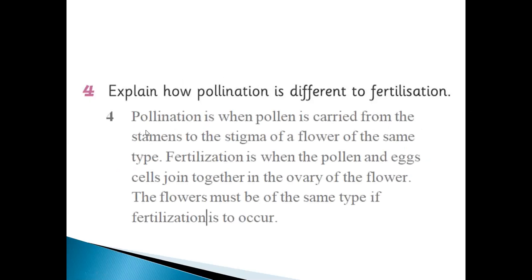So let's write: pollination is when pollen is carried from the stamen to the stigma of the flower, and it should be the same kind. Fertilization is when the pollen and egg cell join together in the ovary of the flower. So this is fertilization. The flower must be of the same type, then it will occur.